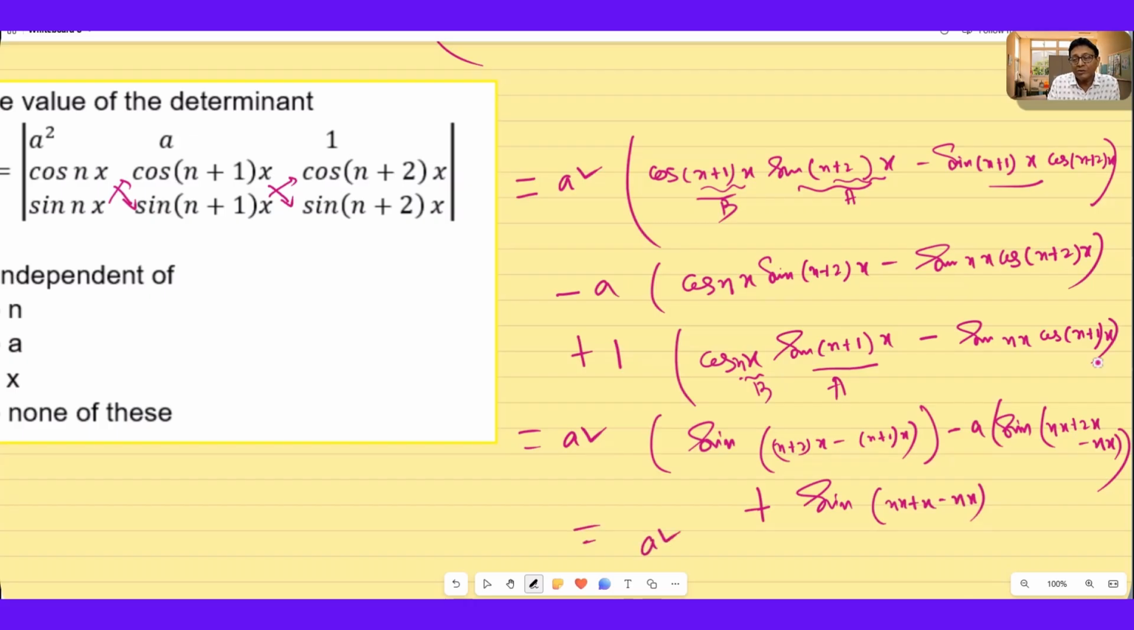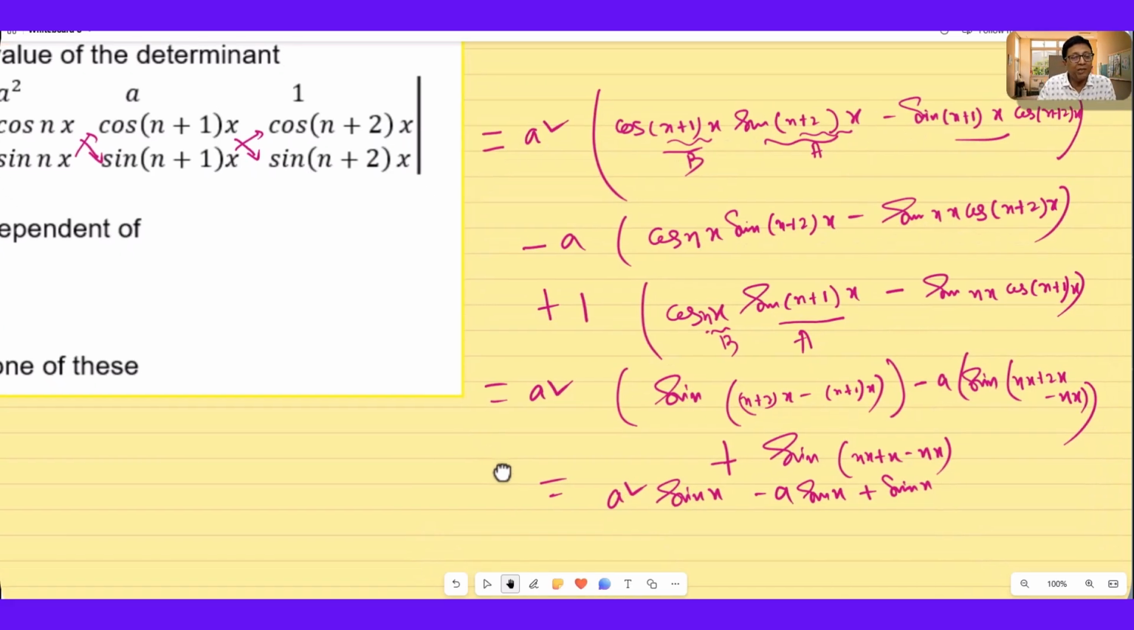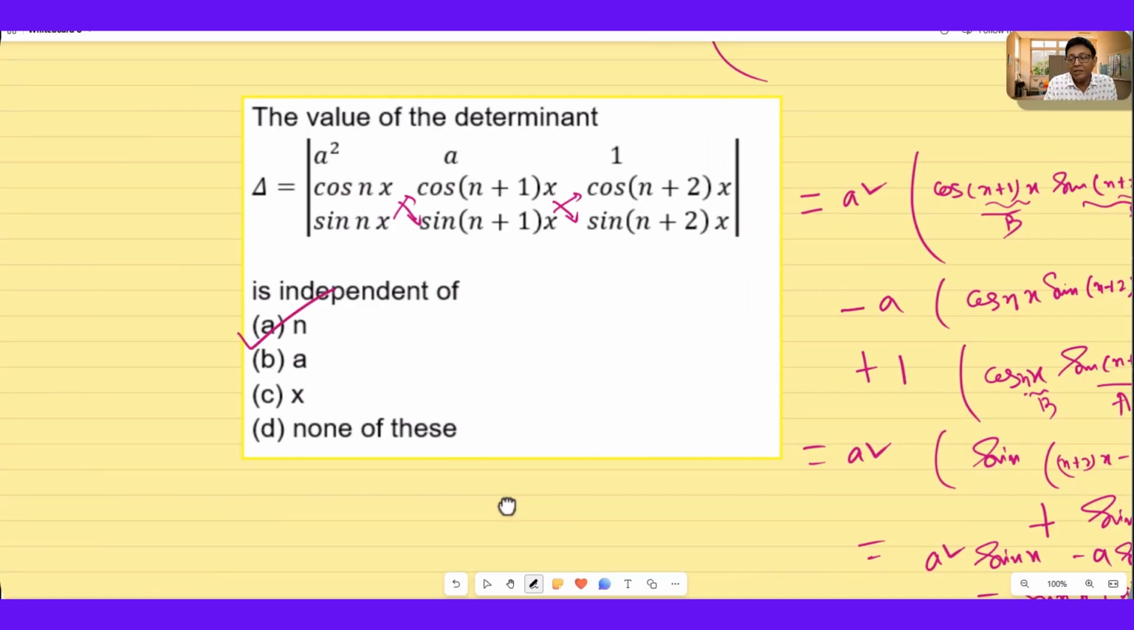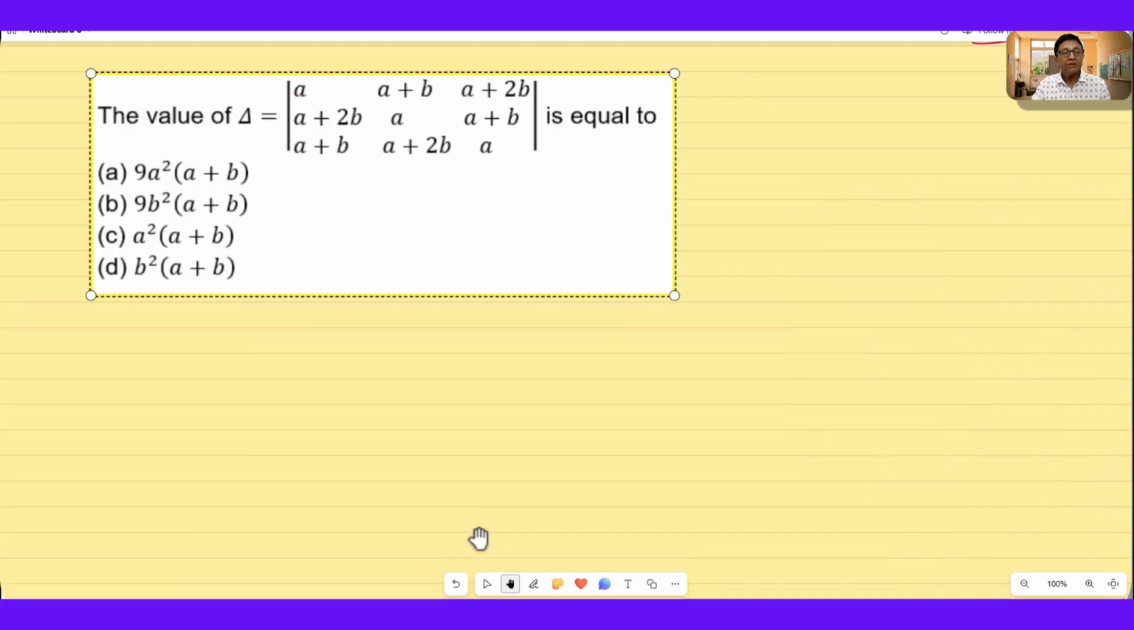So it is a square multiplied by sin x, a multiplied by sin x, plus sin x. So the result is independent of n. No n is there, all are x over there. Sin x into a square minus a plus 1. Okay? So it is independent of n. Clear? Hope you have understood.